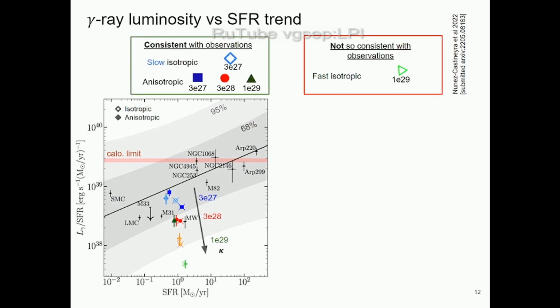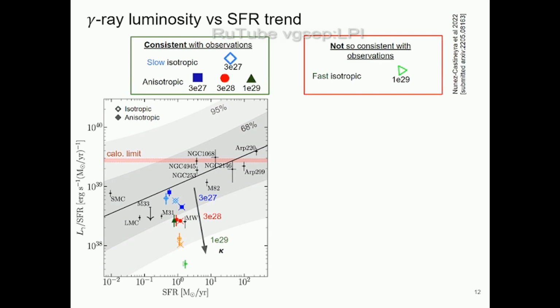And if we put our galaxies here, what we see is that values that have a diffusion parameter close to that inferred for the Milky Way fall more or less into the ballpark, particularly for anisotropic diffusion. In the case of isotropic diffusion, very slow isotropic diffusion is consistent with observations, while fast isotropic diffusion tends to get really far away from observation. So we are able to say that very fast isotropic diffusion is not really consistent with observation.